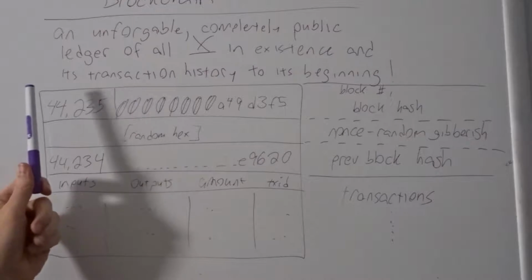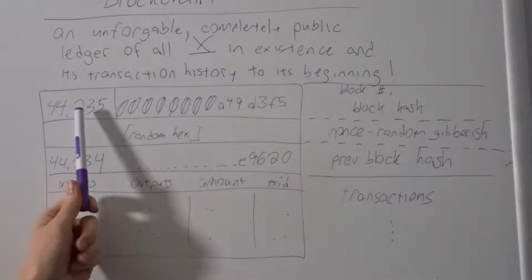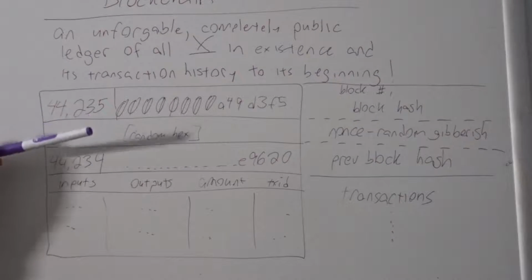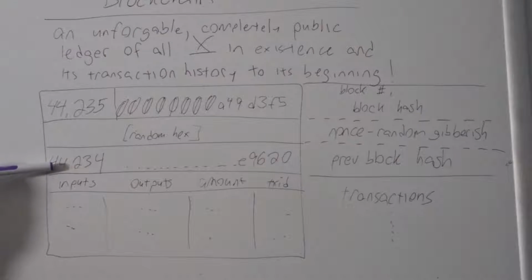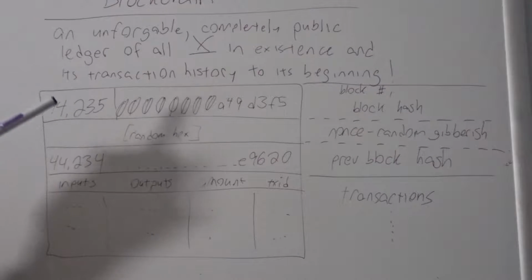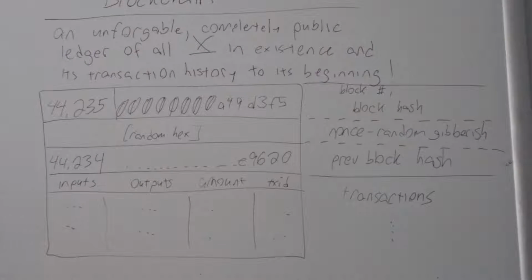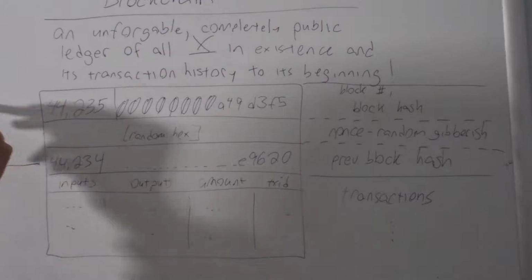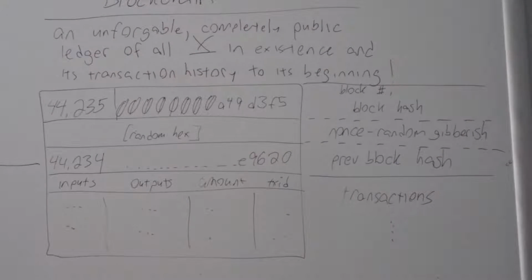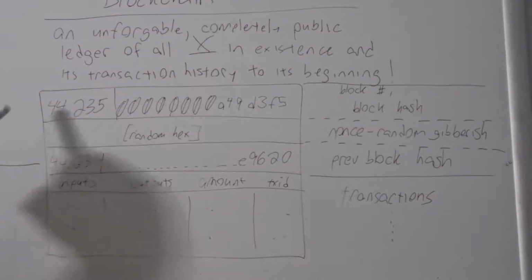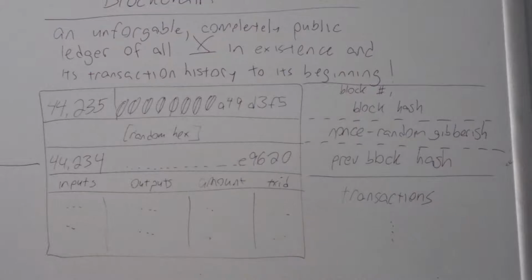Now, so if we are on block 44,235, one of the components of this block is going to be a link to the previous block. And you notice that not only do we have the number of the previous block, but we actually have the hash of the previous block. So in this sense, you can say that the blockchain consists of individual blocks that point to the previous block.